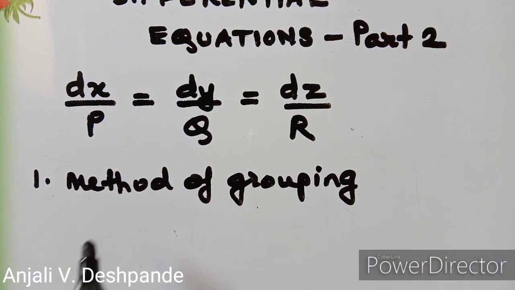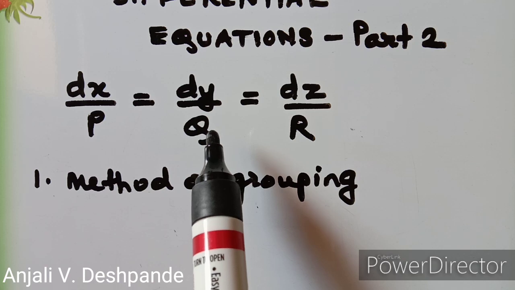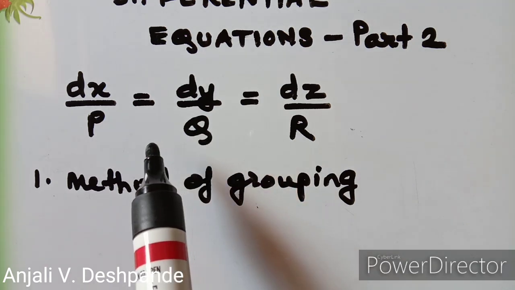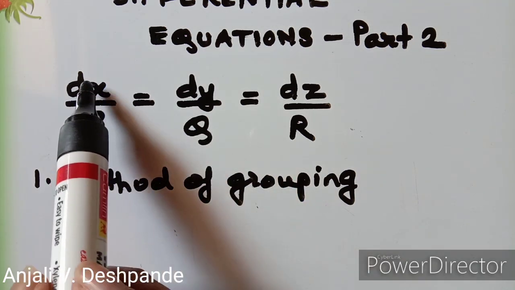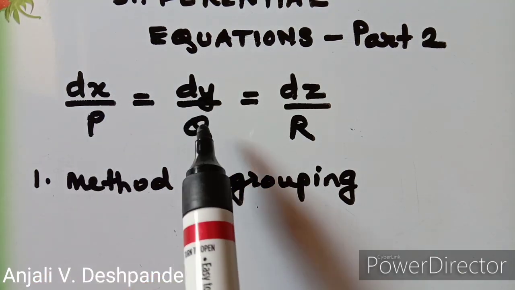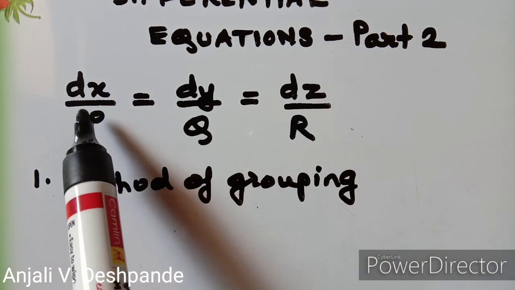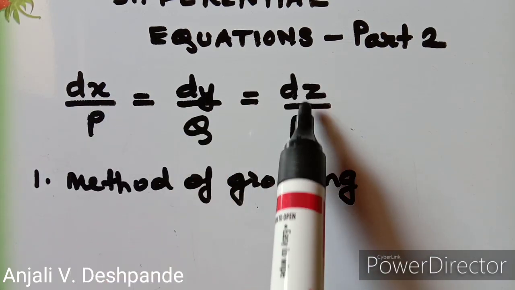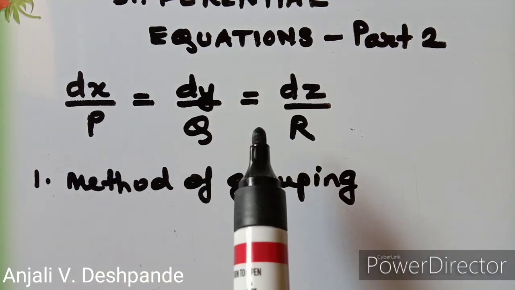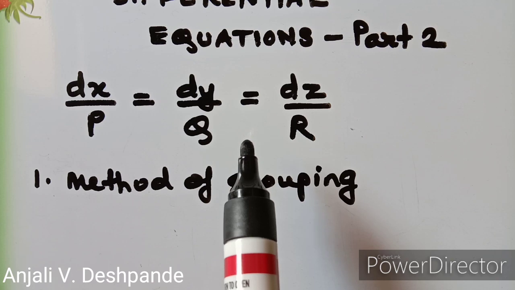In this method, what has to be done is you have to consider a pair of fractions at a time and then solve them for the independent solution. That means either you will consider dx by p is equal to dy by q, or you may consider dy by q is equal to dz by r, or you may consider dx by p is equal to dz by r. So you will form groupings and then you will solve for independent solutions.